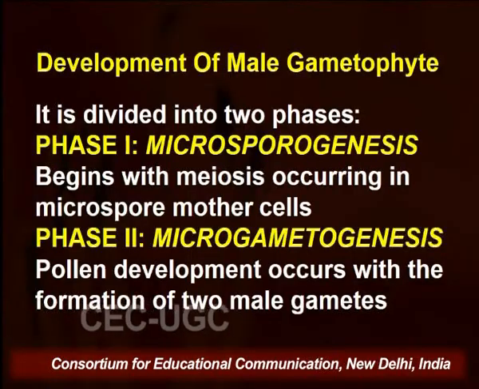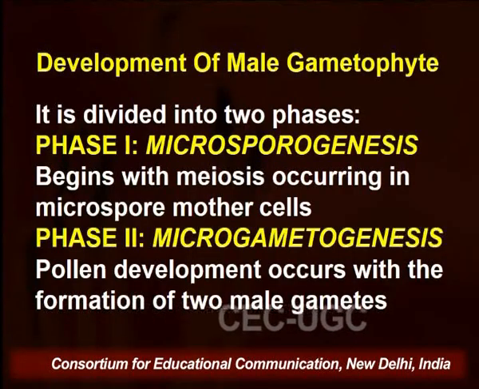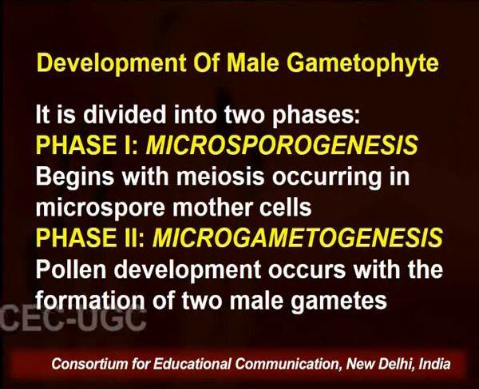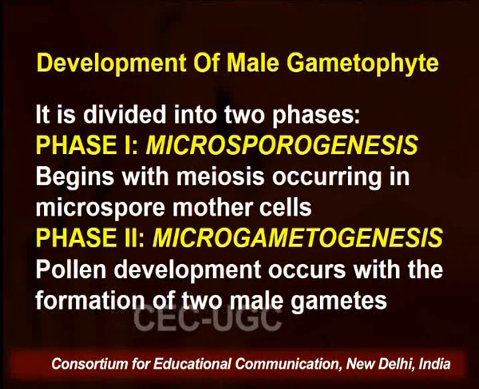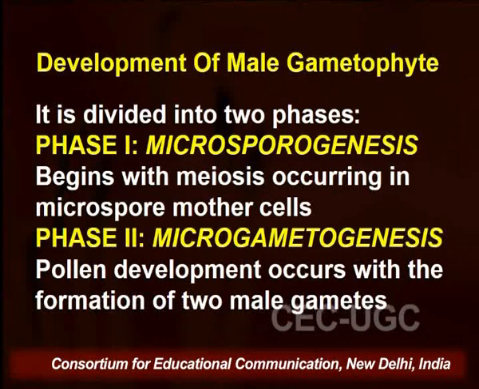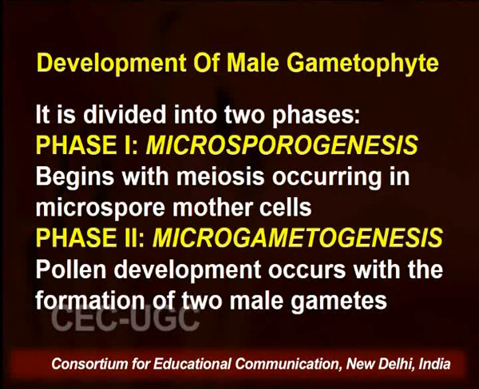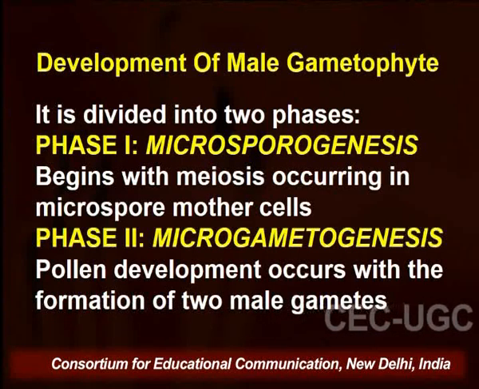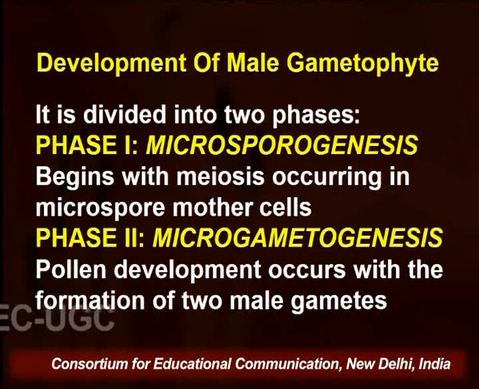Now, the pollen grain or the male gametophyte. The development of this male gametophyte is divided into two phases, which we will be taking up in the next class. But just to give you an idea, phase 1 comprises microsporogenesis. Microsporogenesis means there is meiosis which occurs in the microspore mother cells, and there is formation of microspores.